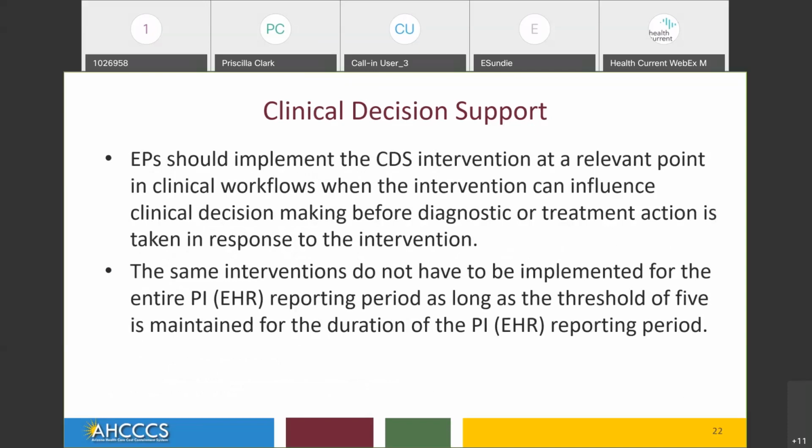The EP should implement the CDS intervention at a relevant point in clinical workflows, when the intervention can influence clinical decision-making before diagnostic or treatment action is taken in response to the intervention. The same interventions do not have to be implemented for the entire PI reporting period, as long as the threshold of 5 is maintained for the duration of the PI reporting period.